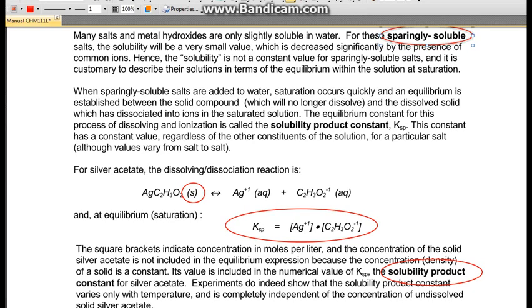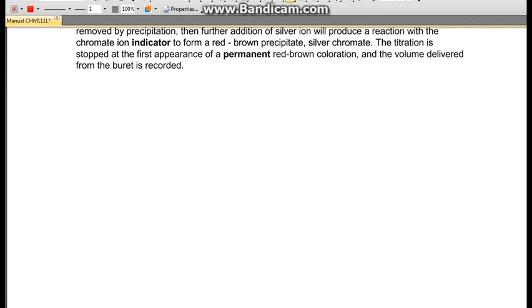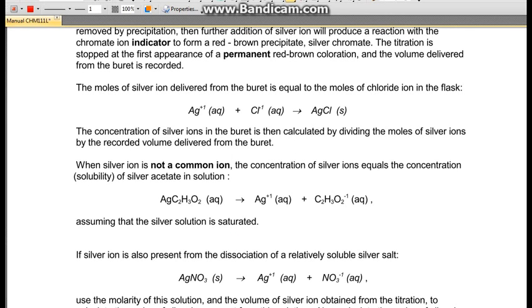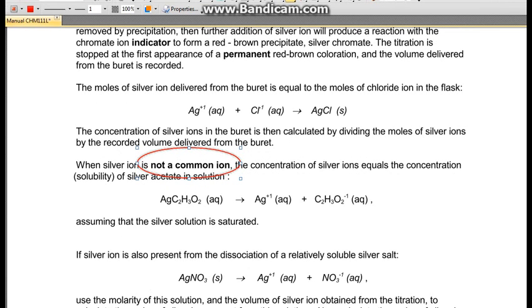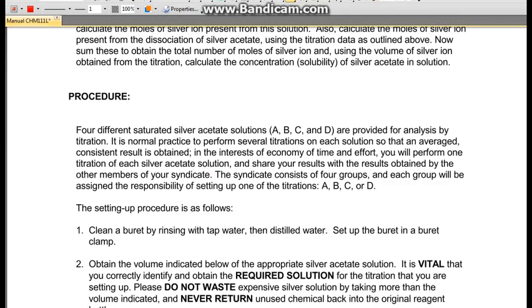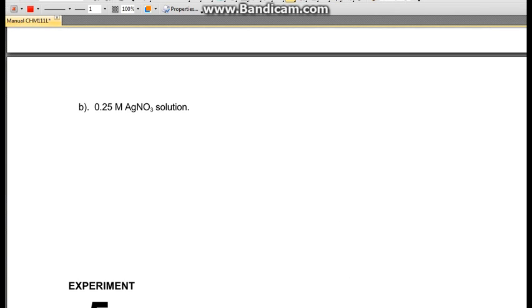So for example, for sparingly soluble salts, the solubility will be a very small value which is decreased significantly by the presence of common ions. Oh, and you also need to understand that if you're not using a common ion, you will not be seeing the common ion effect. So let's go ahead and do a practice problem for Lab 4.